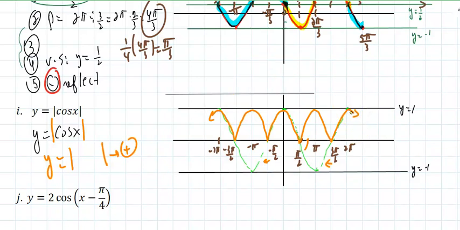So that concludes this part of the section. I will pick this up in the next video and talk about phase shift. For now, that would be it.